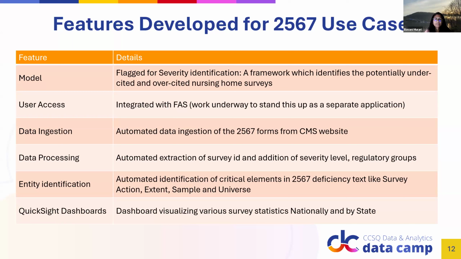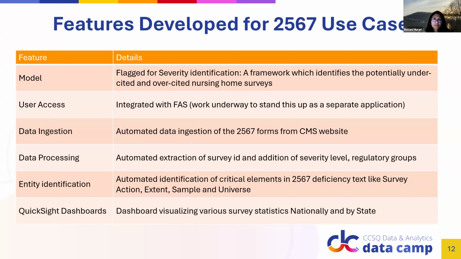We also have entity identification, which automatically identifies critical elements in the 2567 deficiency text, such as survey action, extent, fact-finding evidence, sample, and universe. We actually expanded the identification of the critical elements in the new UI that we are building. But the dashboards have some of this information in there. And as I said before, the dashboard visualizes the various survey statistics nationally and by state.